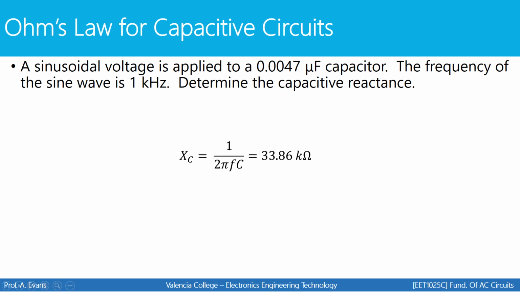You're going to plug in your values for F and C, remembering engineering notation. So this is 1 kilohertz. Make sure you type that in as 1 times 10 to the third, or 1,000, or 1E3. Make sure you're doing that in some way, shape, or form when you're typing this in your calculator. Make sure you're also typing in these units correctly: 0.0047 times 10 to the negative 6. That's this unit here. So as long as you're typing in everything correctly, you should get what I have on the screen, 33.86 kiloohms.